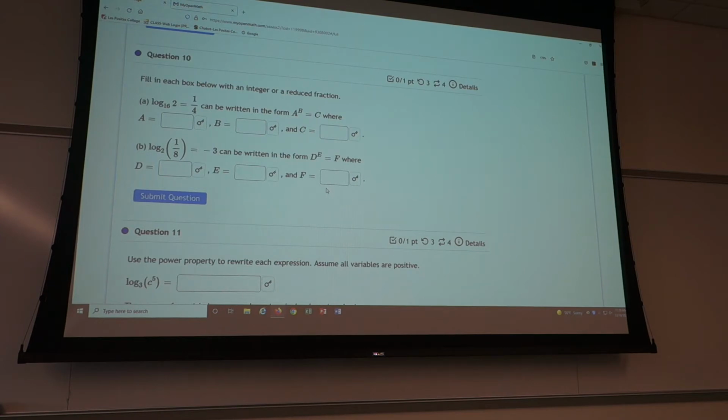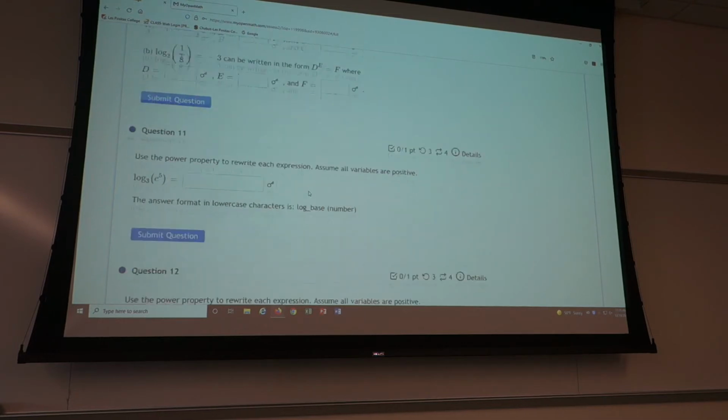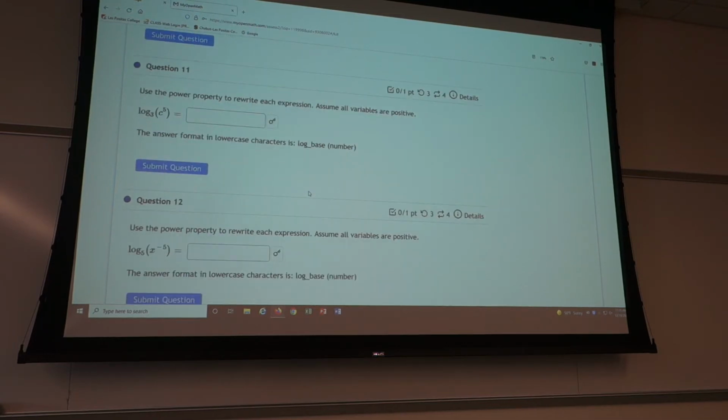This is the same thing, only with fractions sometimes. This is more of the same thing. And then this is that log property. So 3 to the what equals 3 to the what equals c to the 5th.